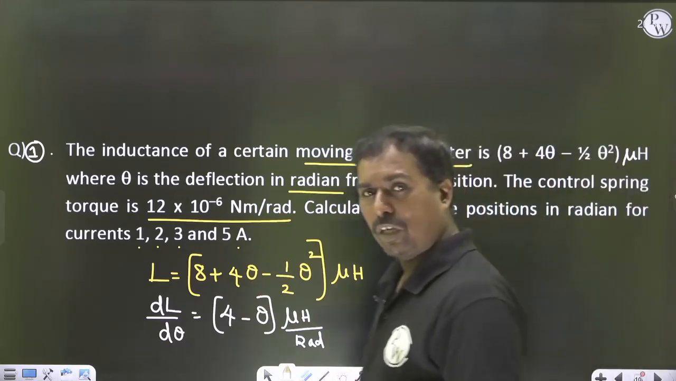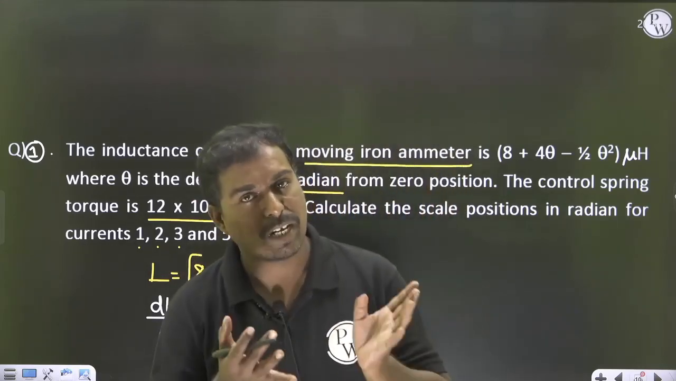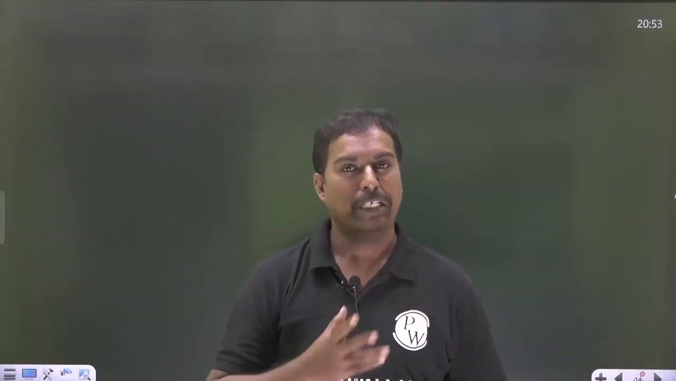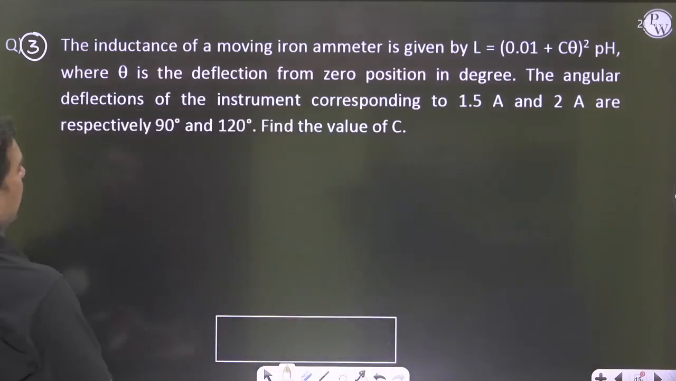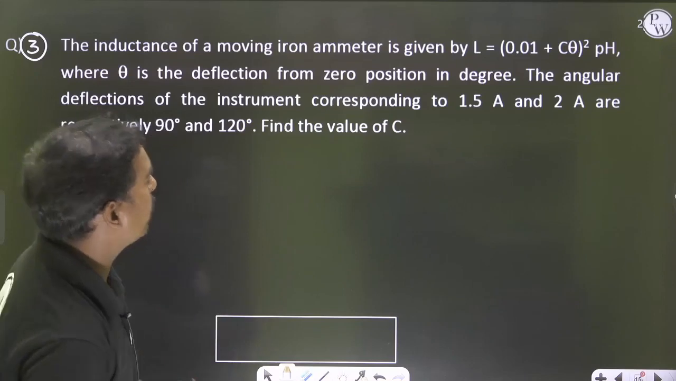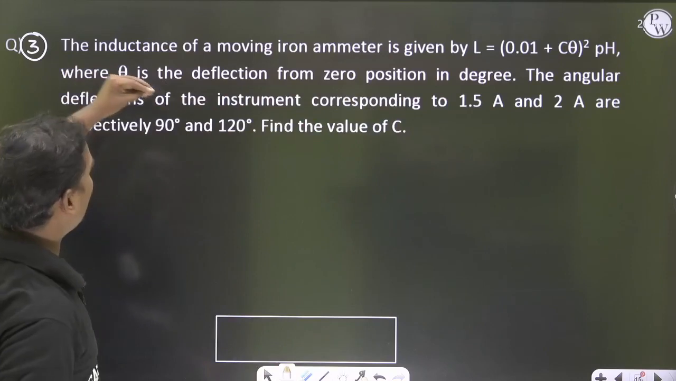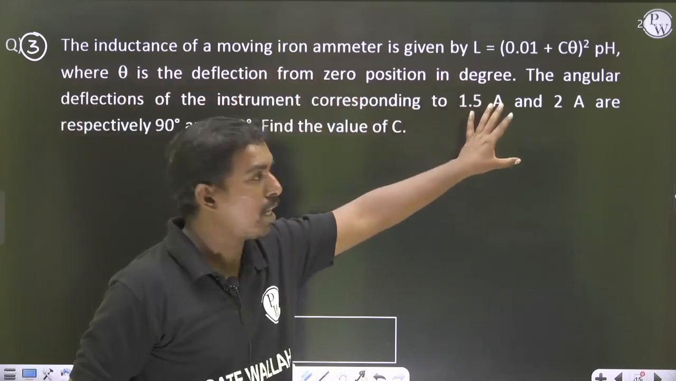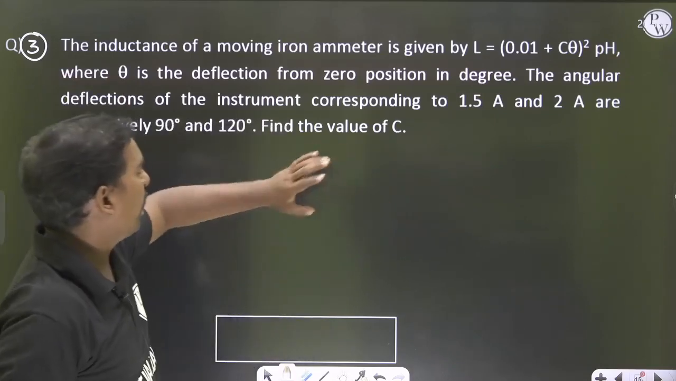This type of conceptual problems are very important with respect to your GATE examination as well as IES examination. Okay, let us move to the next problem under the moving iron instrument. This is question number 3. The inductance of a moving iron ammeter is given by L is equal to 0.01 plus C theta whole square picohenry, where theta is the deflection from zero position in degrees. The angular deflections of the instrument corresponding to 1.5 amperes and 2 amperes are respectively 90 degrees and 120 degrees. Find the value of C.